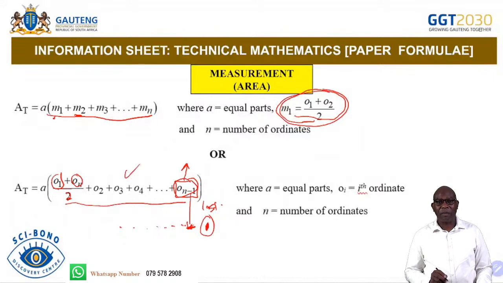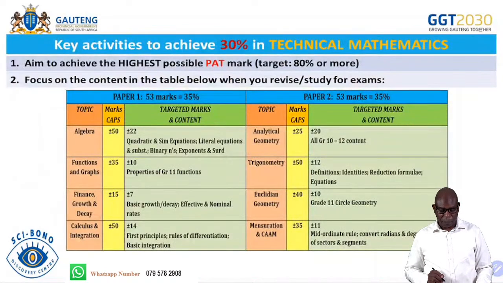You'll have 1 mark for the formula, but you must write it correctly. So sometimes if we've got 6 ordinates, you carry on, you write 3 of them, and then that formula is not correct. It must be all ordinates written correctly. Right, we'll show you when we do the examples.